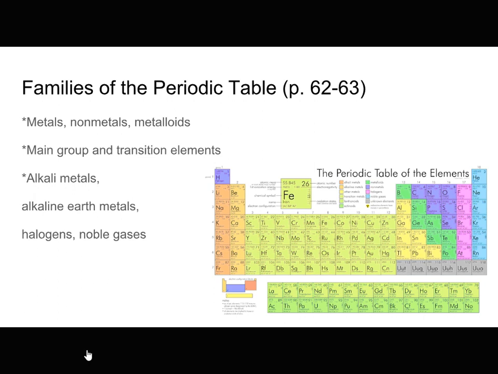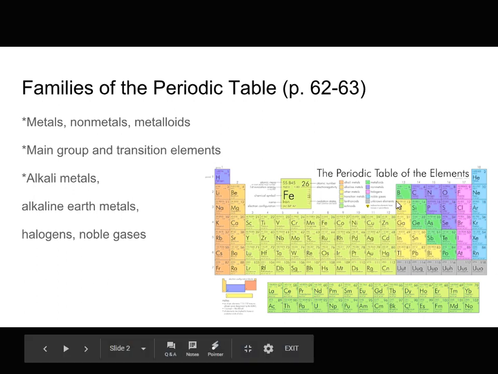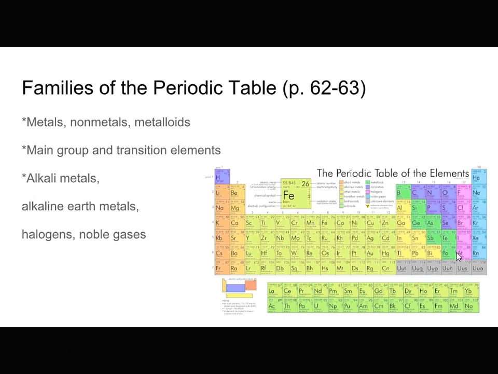You'll notice on the first slide here I've shown the pages in the book that I'm referencing when talking about this. But one of the things that our textbook talks about is the families of the periodic table. Remember, you have this staircase that starts with aluminum down. Everything to the left, excluding hydrogen, is a metal. Everything to the right is a non-metal.